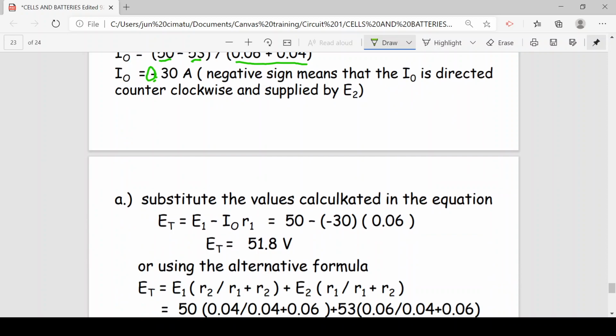Then to get the total internal EMF of the combination, we can use E sub 1 minus the I sub O R sub O. This is strictly following the derived equation. So E sub 1 minus the negative 30, the minus and negative would result to a positive, meaning there is an increase in voltage at the circuit of E sub 1. It is because E sub 1 has a shortage of voltage compared with the circuit of E sub 2.